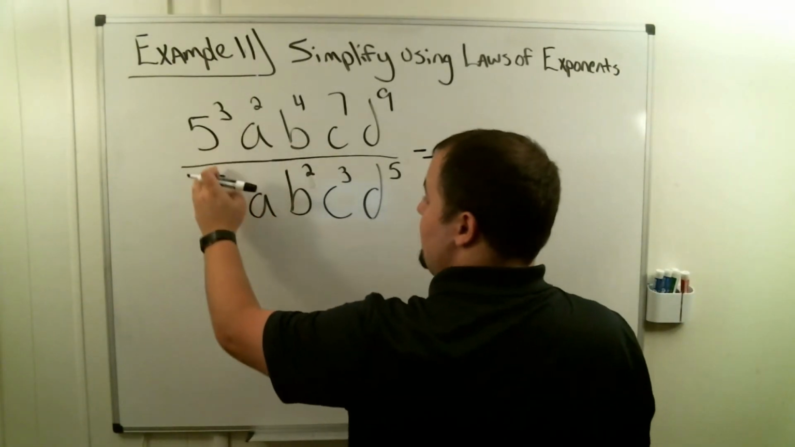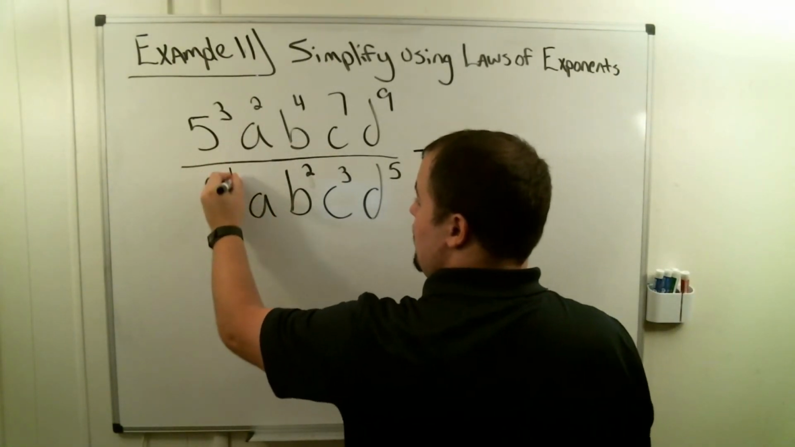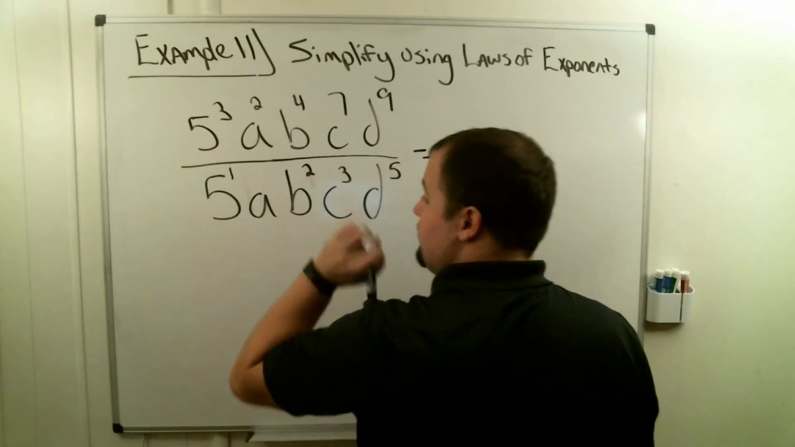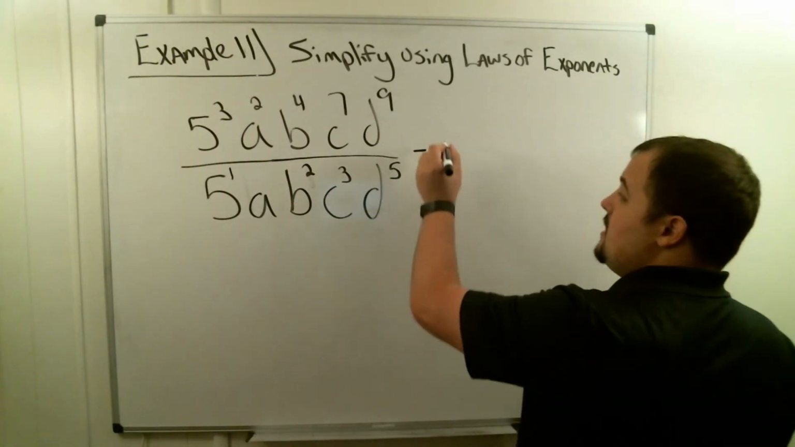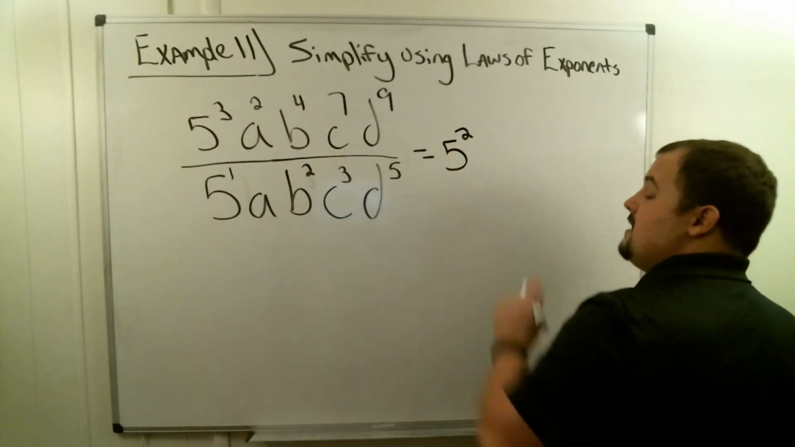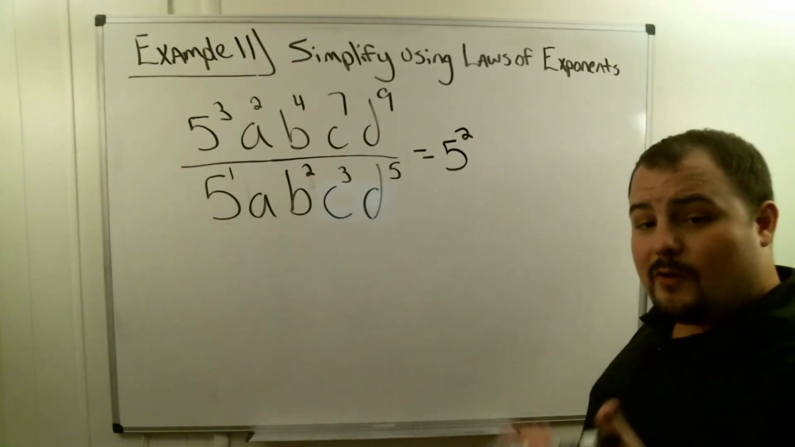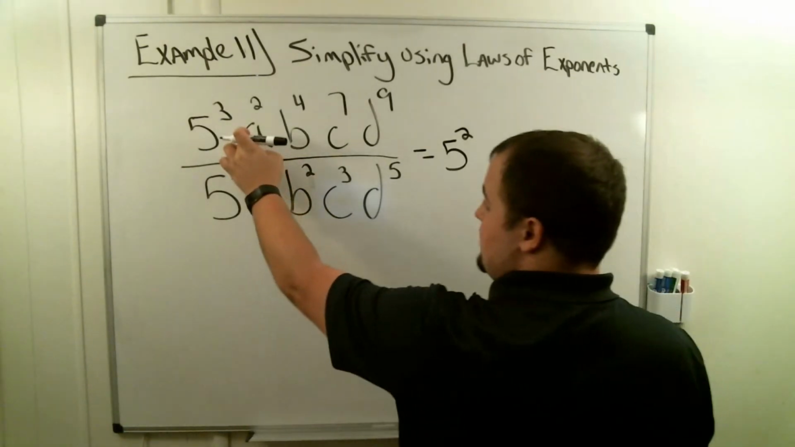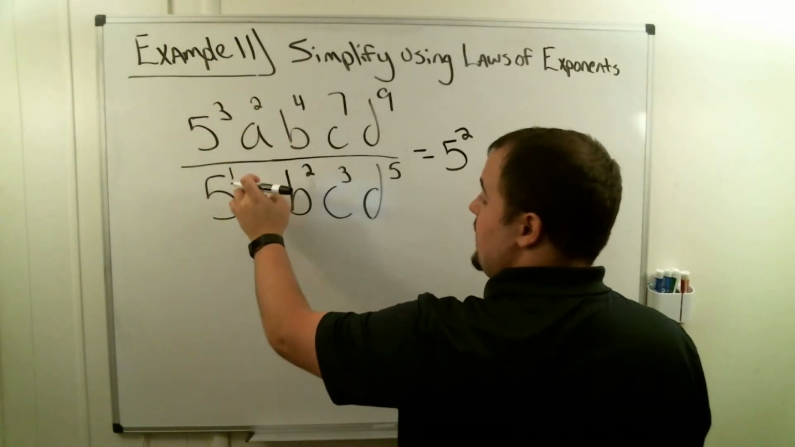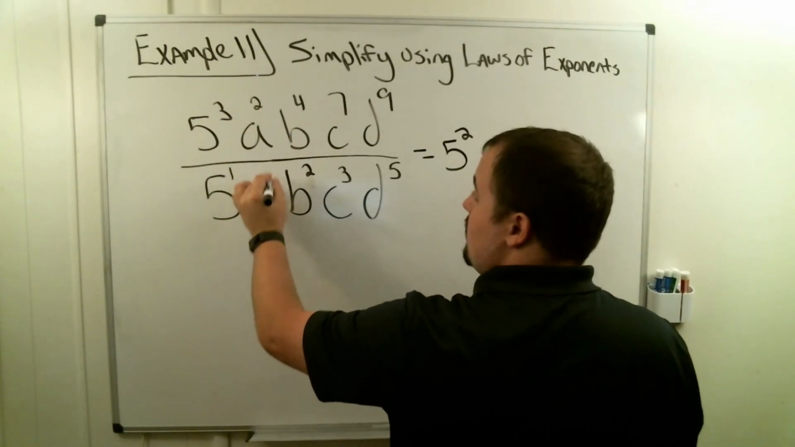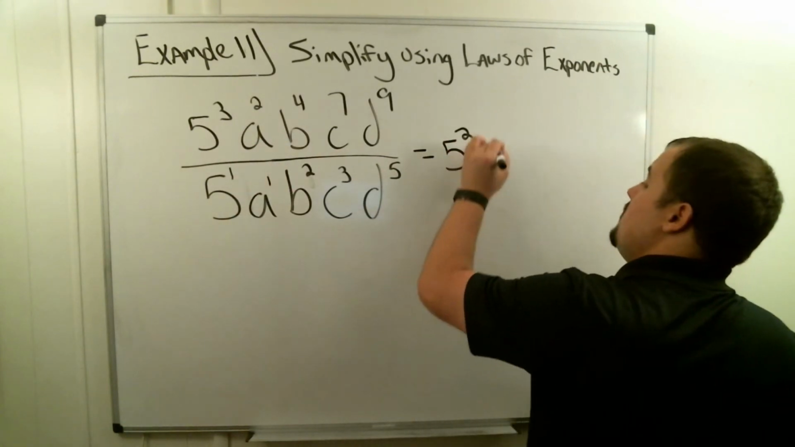5 to the third power divided by 5, and that's only one 5. So 5 to the third divided by 5 to the first is really 5 to the second power. So right now, that's where we're at. Do the letters next. Go alphabetically. A to the second power divided by a to the first power. Well, 2 minus 1, well, that's 1.